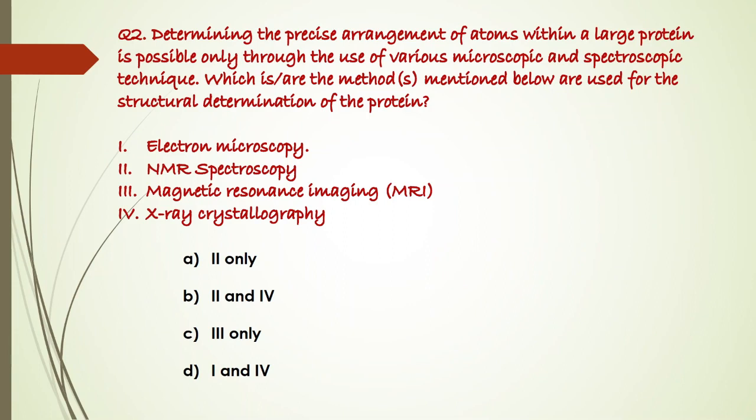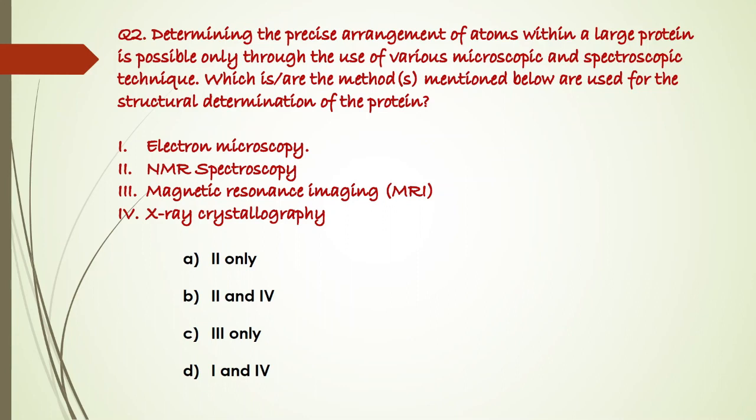It states, determining the precise arrangement of atoms within a large protein is possible only through the use of various microscopic and spectroscopic techniques. Which of the methods mentioned below are used for the structural determination of proteins? There are four microscopy and spectroscopic methods written: electron microscopy, NMR spectroscopy, magnetic resonance imaging, and X-ray crystallography. These four techniques are given.